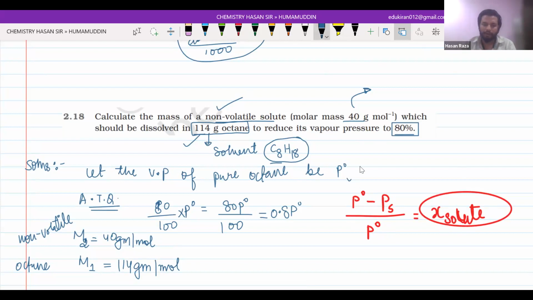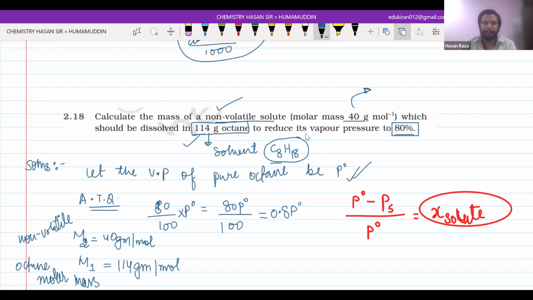This is the relative lowering in vapor pressure. Do you remember this formula? Now it's very, very simple. This is your molar mass. As I already told you, this is your molar mass.